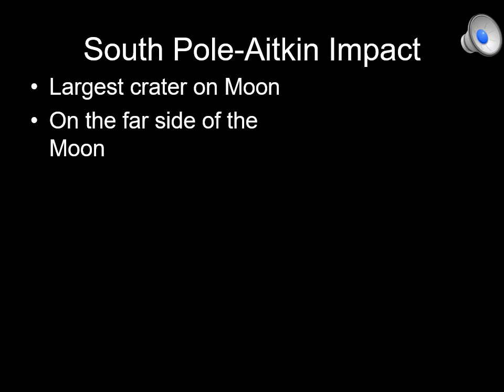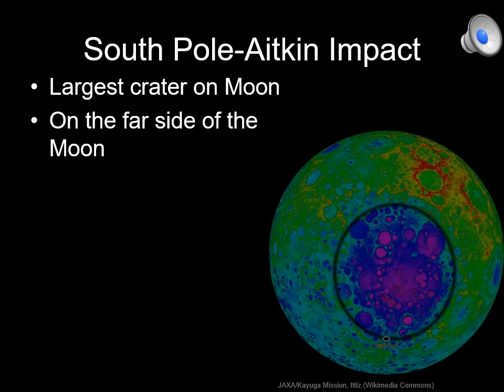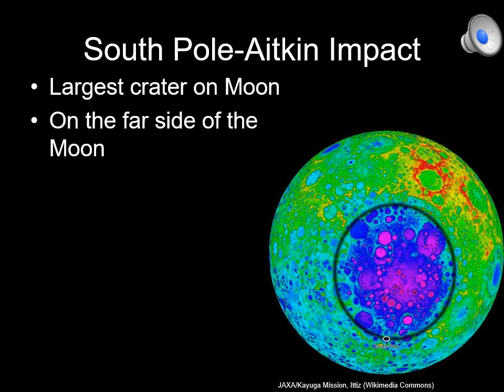The largest impact structure on the moon is the South Pole-Aitken impact basin. This impact happened on the far side of the moon, in the area that includes the South Polar region. The South Pole-Aitken basin wasn't discovered until detailed maps of the moon's topography were done. This topographic map shows the large, deep basin caused by the impact.